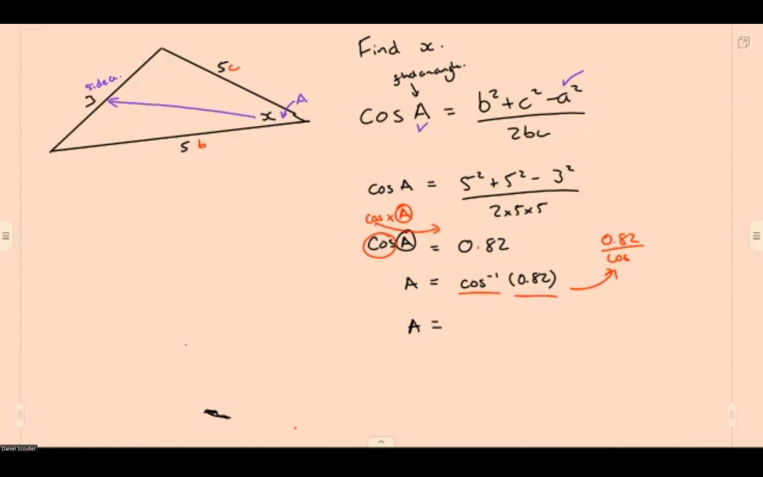That angle is going to be 34.9 degrees. So it's labeled X, so X is 34.9 degrees. Just looking for what angle you're going to find, and how to label up those triangles.